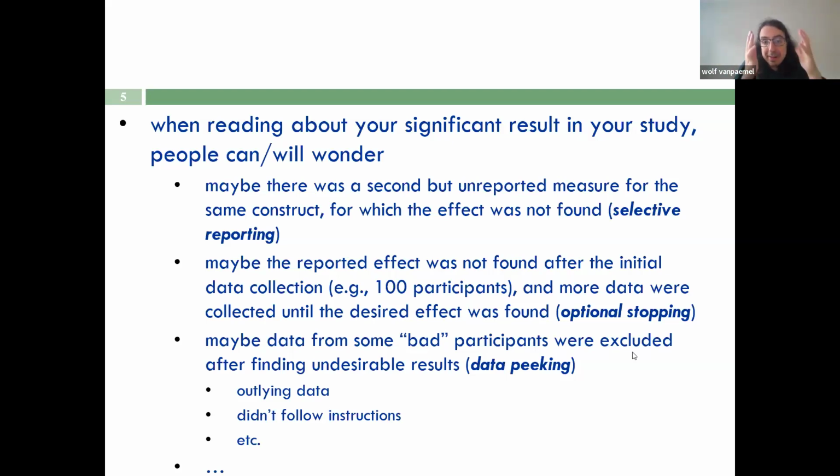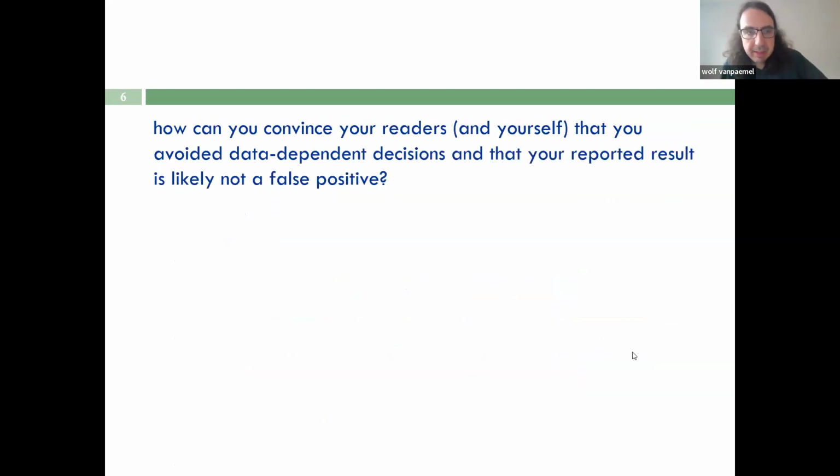The point is that I'm not even claiming this is happening a lot, but people will wonder, did this happen in your study? And if you didn't do this, then of course it's bad, because you put a lot of effort and work into your study. You want people to take your result seriously. If people start wondering this, and you cannot convince them that the answer to these questions is no, I didn't do selective reporting, I didn't do optional stopping, and so on, they won't trust your result, and your work has gone to waste. So I think we don't want that.